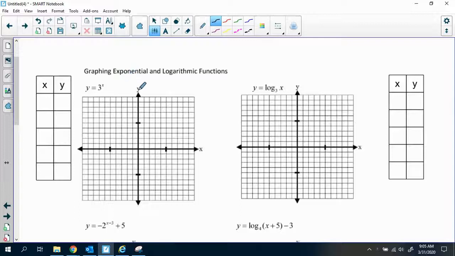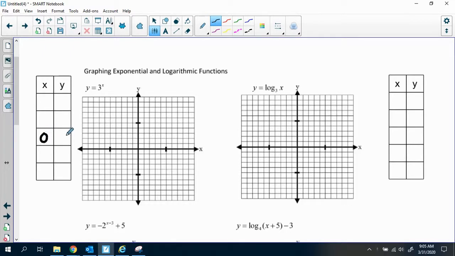The following video is on graphing exponential and log functions. We're going to try and figure out the relationship between x and y in these things. Just to make sure that we understand what's going on, we're going to plot some points.